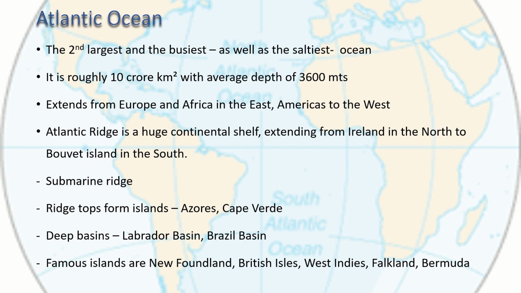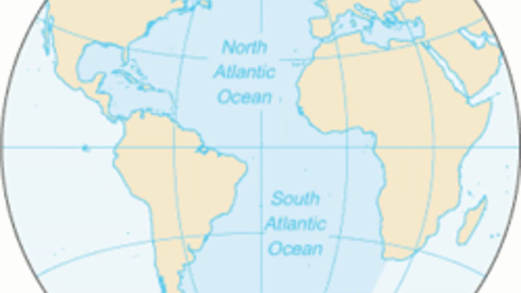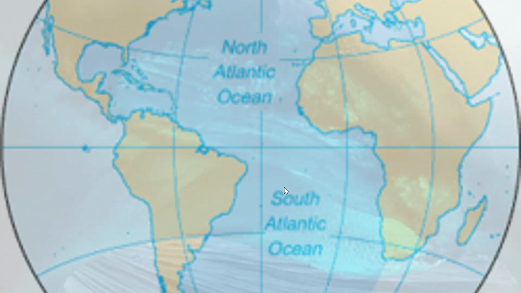Other than these, there are deep basins, that means deep sinking areas within the ocean itself, like the Labrador Basin and the Brazil Basin. There are also famous islands like Newfoundland, British Isles, West Indies, Falkland, Bermuda. But the Atlantic Ocean has got very few islands. Bermuda is a coral island. So that is the extent of the Atlantic Ocean. Up here is the North Atlantic Ocean, down below is the South Atlantic Ocean.